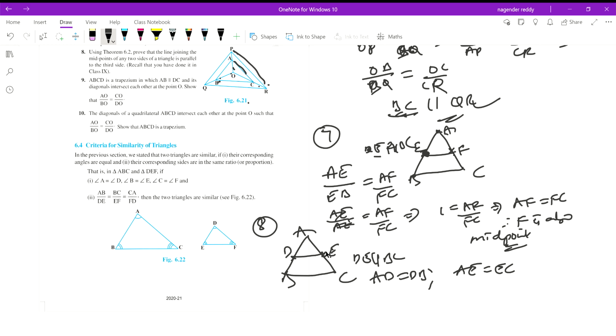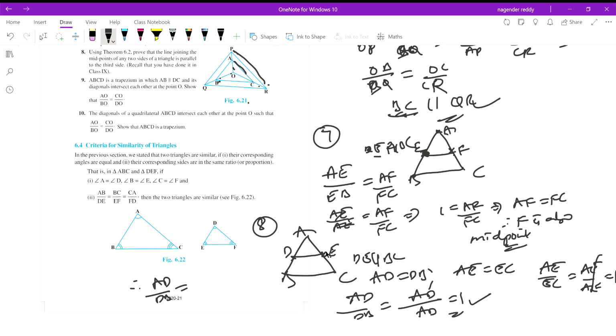Take the ratio AD by DB, which is equal to AD by AD since DB is AD. So this ratio is 1. Now go for this ratio, AE by EC. AE by EC can be written as AE by AE, cancel and you will get 1. So both ratios are 1, and we can write that AD by DB is equal to AE by EC. By the converse theorem, since this condition is satisfied, DE is parallel to BC. That's it. We'll go for the next one.